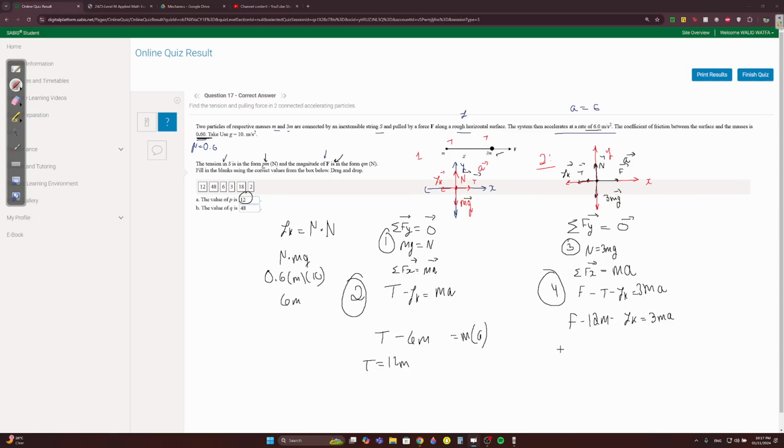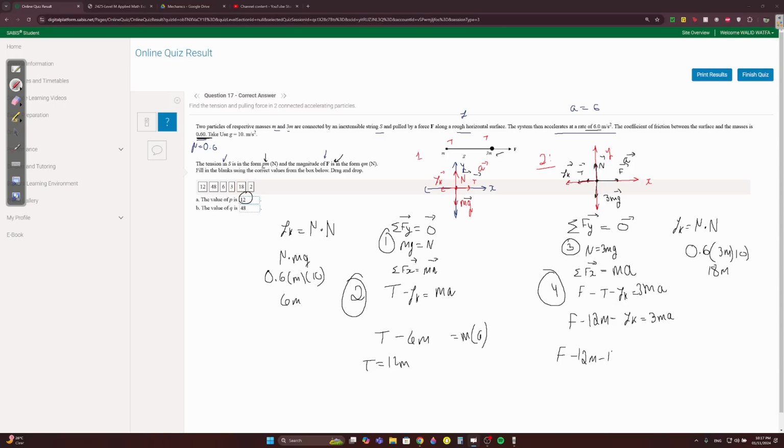Okay, let's start our substitution. F minus 12m. Can I reduce Fk to something else? Yes, I can. What's friction equal to? Mu times n. Mu, what is it? 0.6 times n. What is n here? We got it as 3mg. So 3m times g, which is 10. 0.6 times 10 is 6. 6 times 3, 18. So 18m.